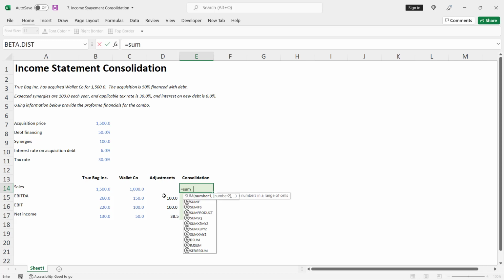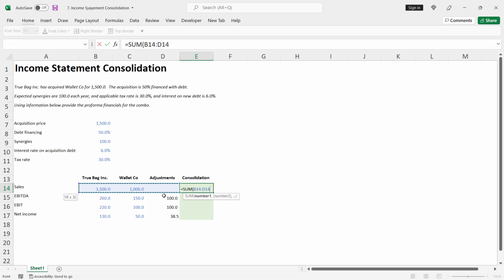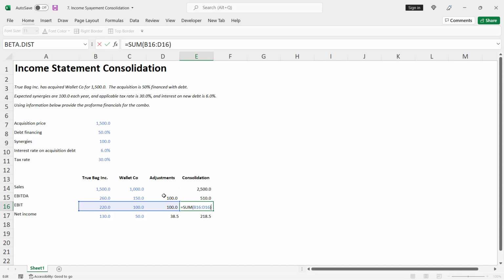and now we will create a consolidation for those numbers, which is going to be a sum of adjustments and the original numbers for Trueback Incorporation and Wallet Corporation. I will fill it down with Shift Down Arrow, Control D to fill down, and I can see that all the formulas flowed perfectly, and my net income as a result would be 218.5 with all the adjustments made.